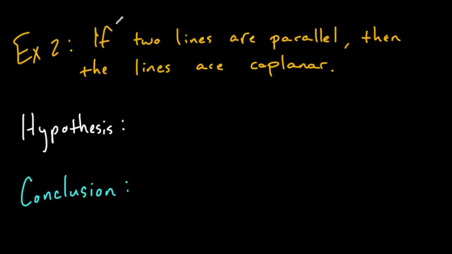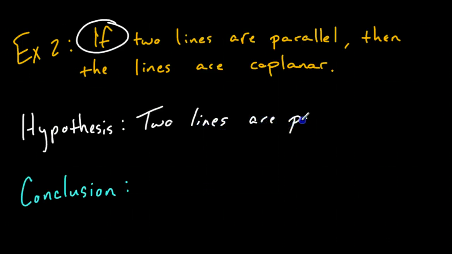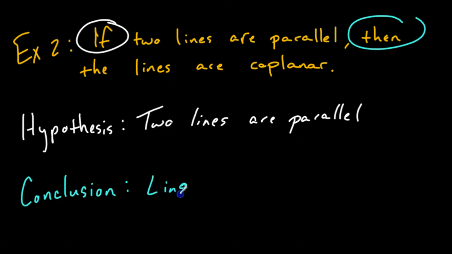Do another one real quick here. Hypothesis, it follows the if. Two lines are parallel. That's the given information. Anytime we're given that information, we can make a conclusion. The result is that the lines are coplanar. So again, if we're given two lines are parallel, the result is that they are coplanar.